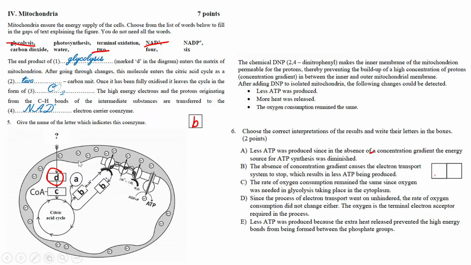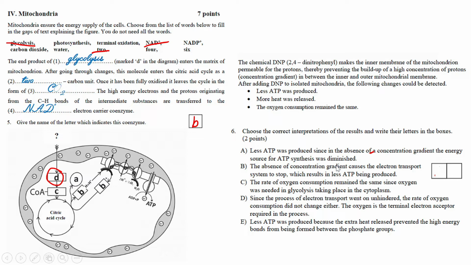As the electron carriers are moving, they will initiate protons to be pumped to the intermembrane space. That's a very important step in here. We will have many protons accumulated in the intermembrane space. Why? Because we will need them to generate ATP. ATP synthase enzyme can only work with these protons. These protons will move through the ATP synthase and that will generate ATP production. So actually the last step of the biological oxidation will be disturbed by this chemical. So choose the correct interpretations of the results and write their letters in the boxes.